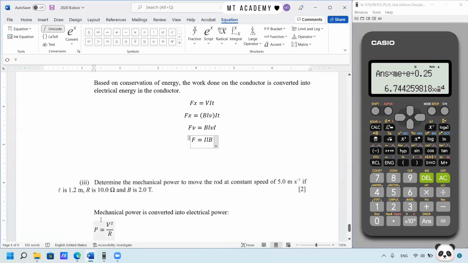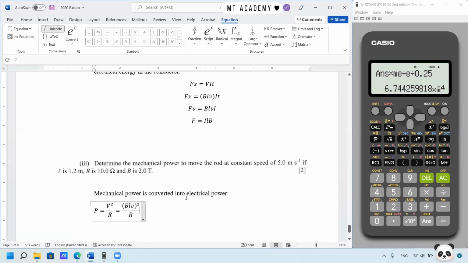So the power is equal to V squared over R, the formula of the electrical power. The V here will be the induced EMF, which is BLv, squared, over the resistance. All the values here refer to this formula, so just key in the values and you should obtain the mechanical power. First we obtain the induced EMF, which is the magnetic flux density 2, multiplied by the length 1.2 meter, multiplied by the velocity, 5 meter per second. Then we square the answer and divide by the resistance 10 ohm, and this should be the mechanical power, 14.4 watt.